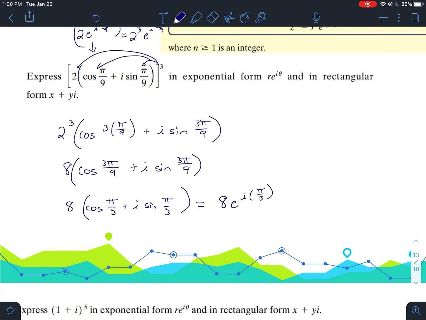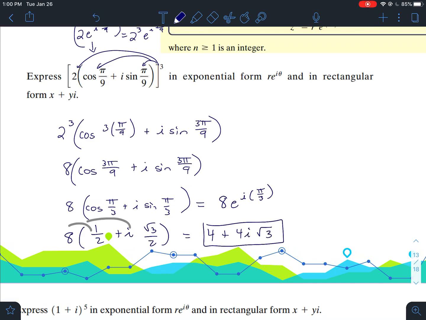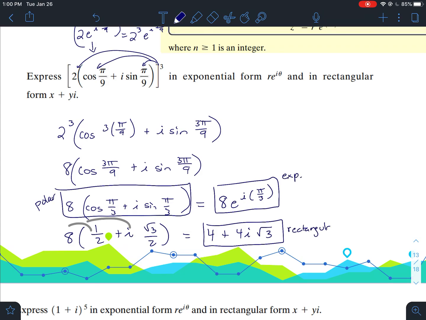And then in rectangular form, we're going to evaluate this. So this would be 8 times the cosine at π over 3, which is a half, and then plus i, the sine at π over 3 is square root 3 over 2. And then distribute in that 8, and we would get 4 plus 4i radical 3. So we've got rectangular form, we've got exponential form, and we've got polar form. So polar, exponential, and rectangular form, or complex form.